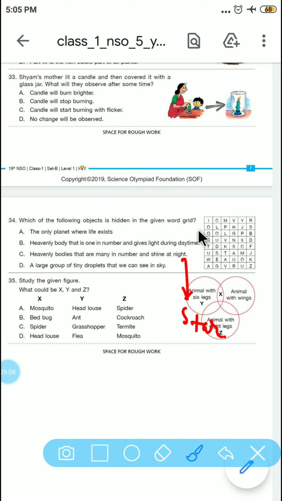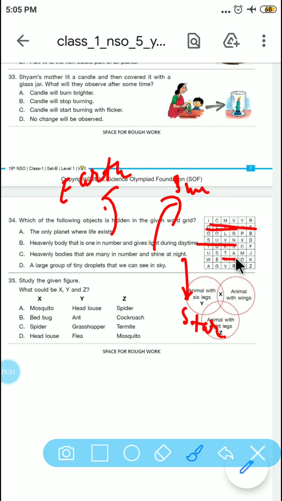Okay. So for the 34th question, which of the following objects is hidden in the word grid? So stars are not mentioned here, sun is not mentioned here, and Earth's name is also not given. Like if you check it out in all the grids, we will not find any of these. So we can go with the option D.